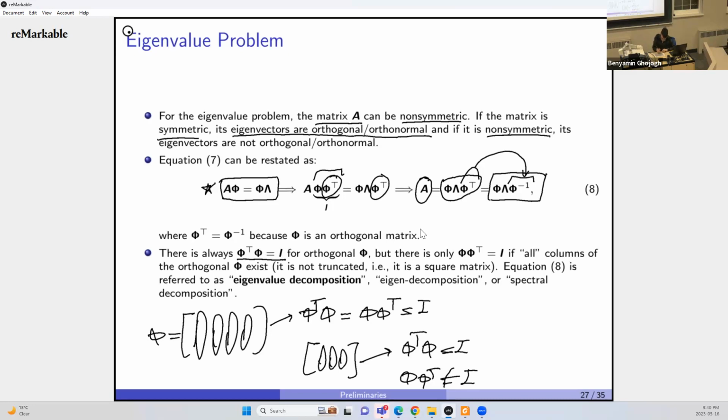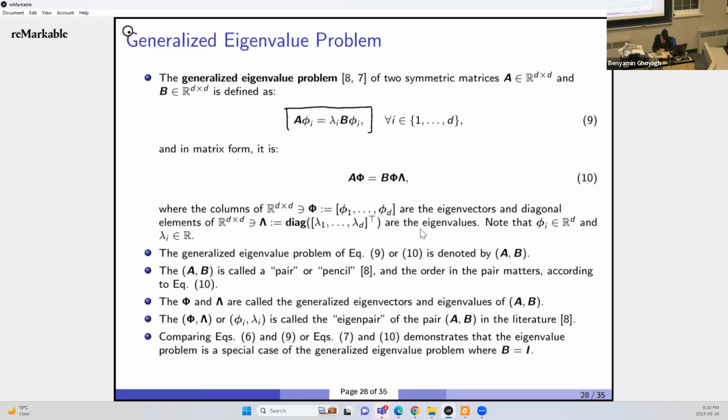That's one thing. As I said, it's eigenvalue decomposition. The generalized eigenvalue problem is defined as this. If you see, if we set B to be the identity matrix, it becomes an eigenvalue problem. You can write the generalized eigenvalue problem in matrix format in this way, as a pair AB. Phi and lambda are the generalized eigenvectors and eigenvalues of AB, and you can call this pair an eigenpair.